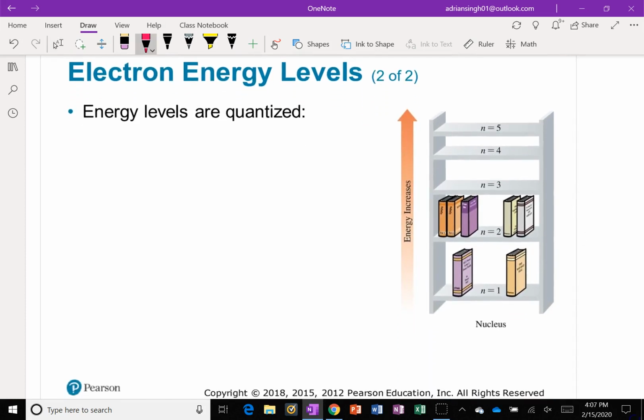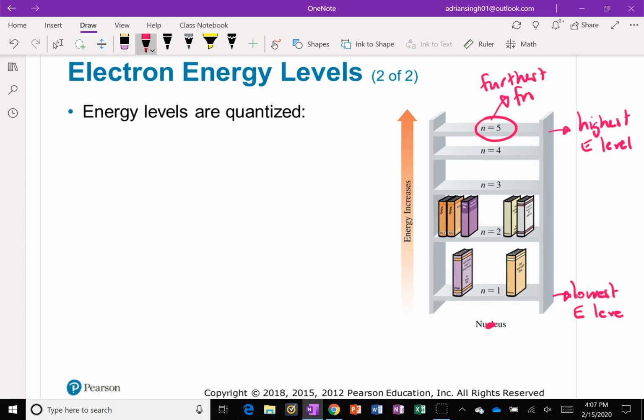So if we were to think of our nucleus as down here, n equals 1 is the lowest energy level, and then out at the top here, n equals 5 would be the highest energy level, and it will also be furthest from the nucleus. Whereas n equals 1 would be closest to the nucleus. And remember, the nucleus is right here. I just wrote all over it, but that's where our nucleus is.